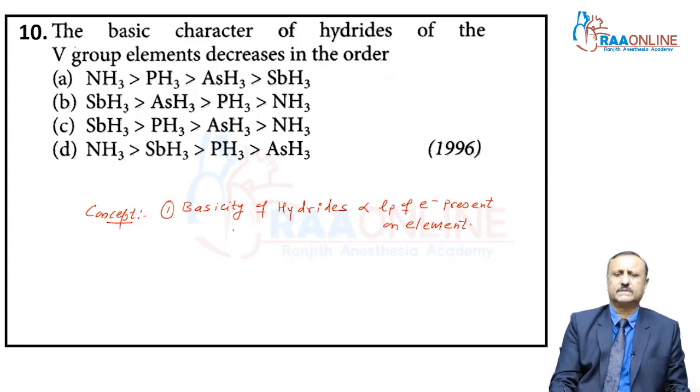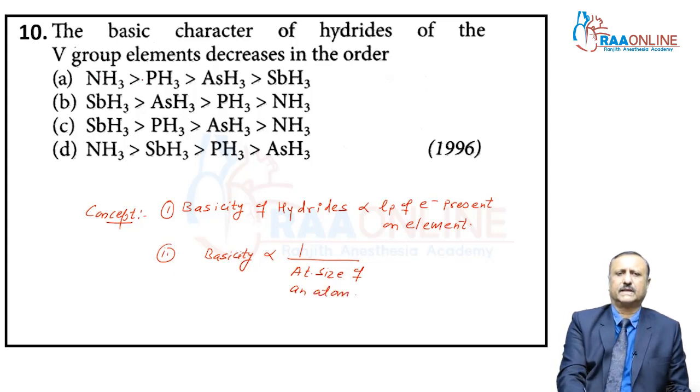So, my dear students, you can see the basicity of hydride is proportional to the lone pair of electrons present on the element. Here, when atomic size increases, basicity decreases. So basicity is inversely proportional to the atomic size of an element. Here atomic size increases, so basicity decreases.